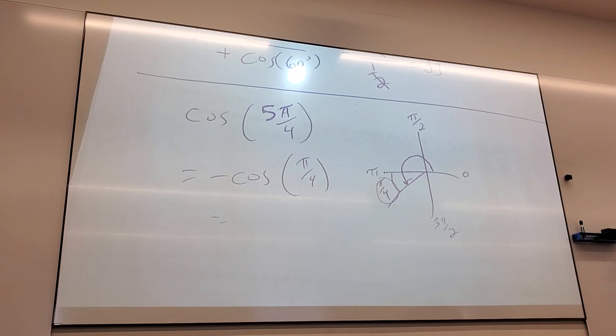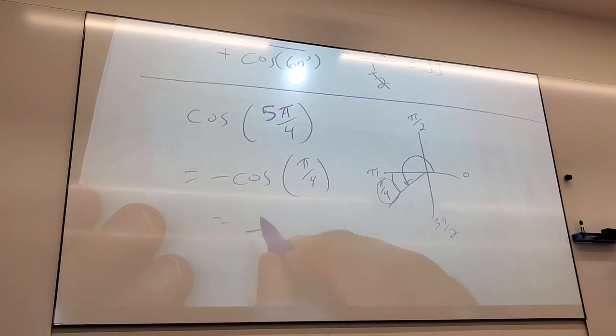Who remembers what pi over 4 is in degrees? 45 degrees, yeah. So what's cosine of 45 degrees? Rad 2 over 2. Yeah. So, ready with me? Cosine and sine are both equal at 45 degree angles. This would be negative rad 2 over 2.